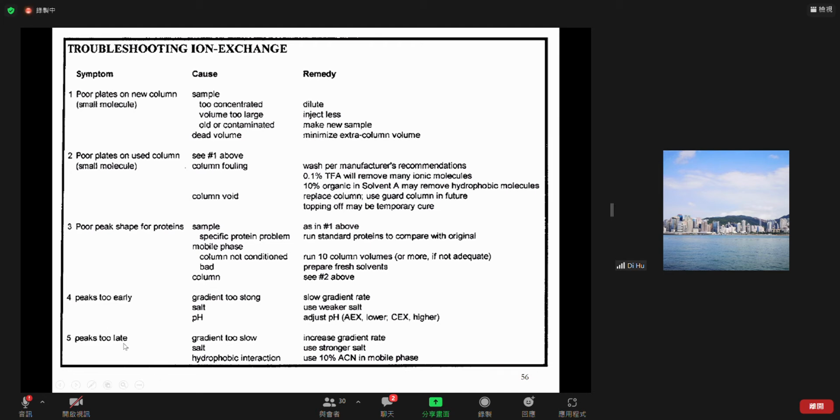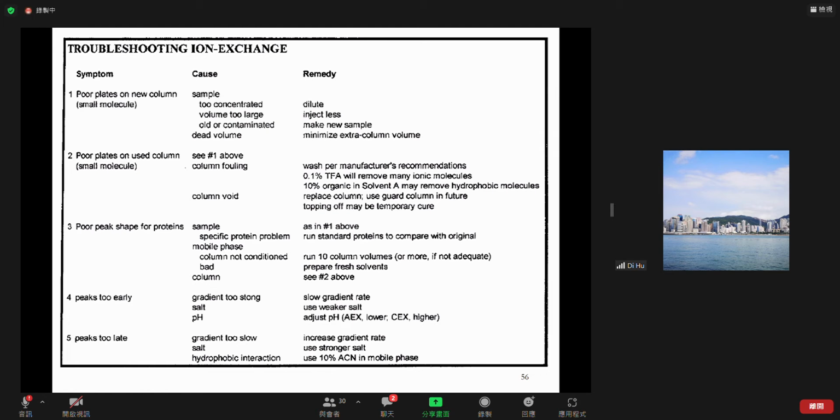So how about if your peaks come too late? That means your K value is too large. You want to speed up, so you want to use a stronger elution power. So you want to increase the gradient rate, and you want to use a stronger salt.